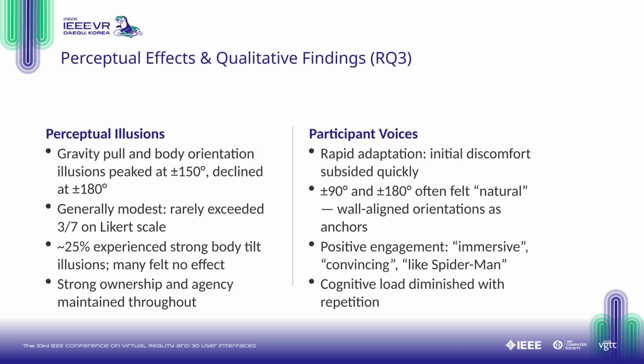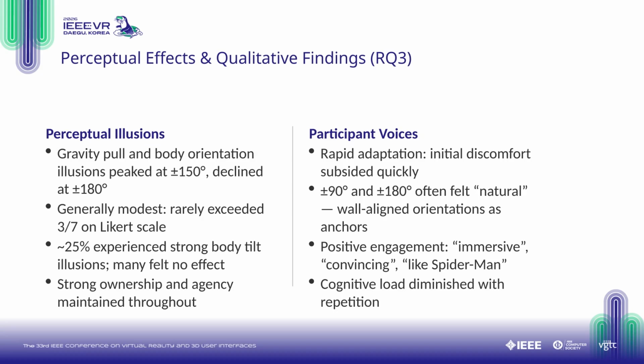For the perceptual effects, the reported illusions of gravity pull and body orientation peaked around plus or minus 150 degrees and, interestingly, declined at 180 degrees. But overall, these were modest, rarely exceeding 3 out of 7 on the Likert scale. About a quarter of participants experienced vivid body tilt illusions, while many others felt very little. Sense of ownership and agency over the virtual hands remained strong throughout.